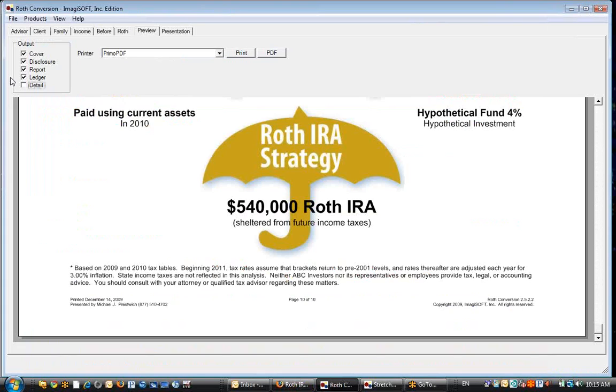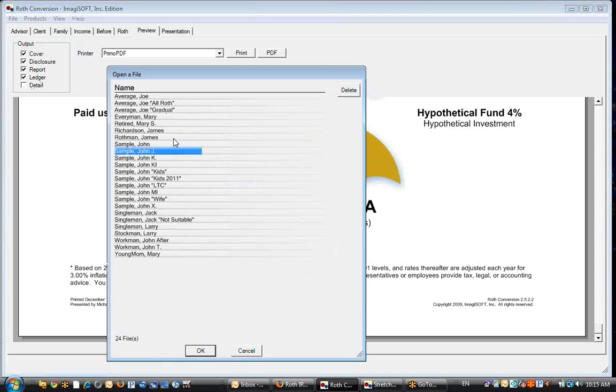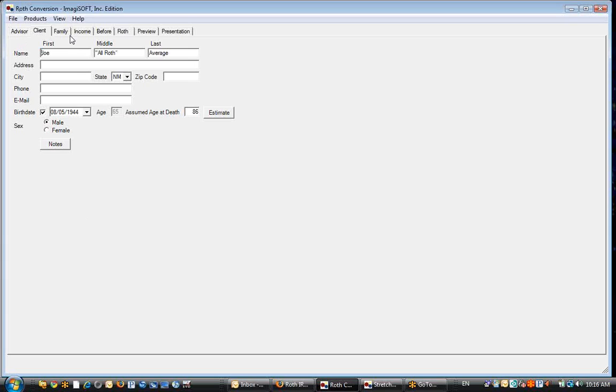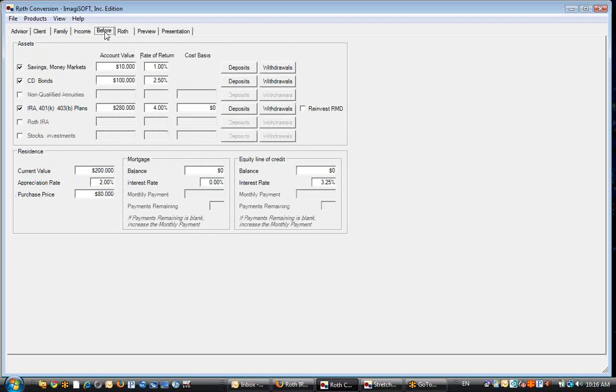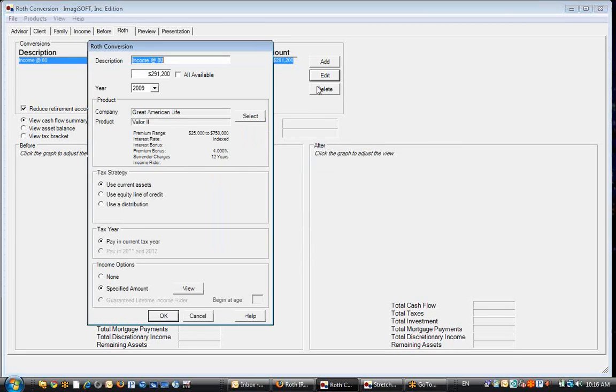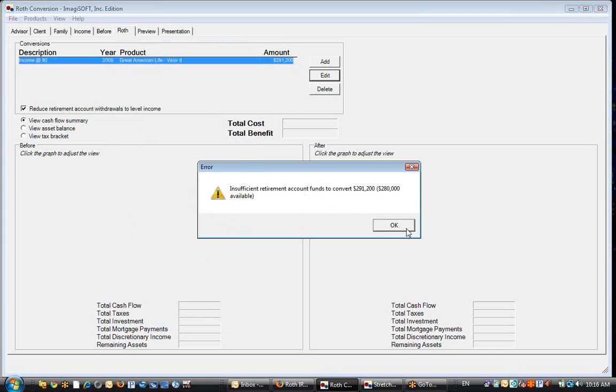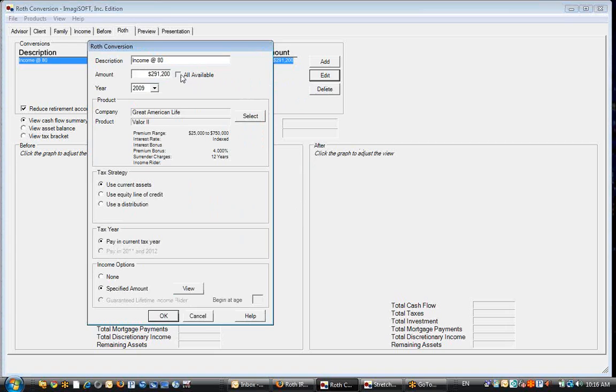Now, there are other scenarios you can look at, and basically I'll just go in and look at those. I'm not going to save this. So I've got an all Roth Joe Average here. And so basically you come in and you take his income, which is pretty low, Social Security and a defined benefit plan, less than $60,000, and you look at his income here, and he has enough money to pay for the Roth conversion. And let's see, what have I got here? I must have changed it.